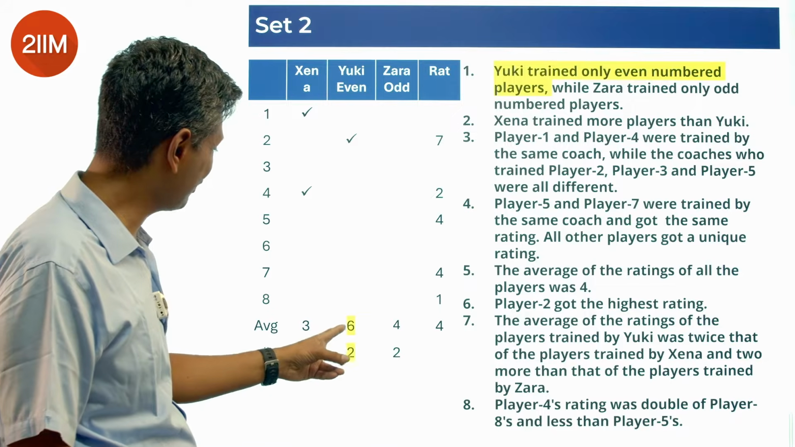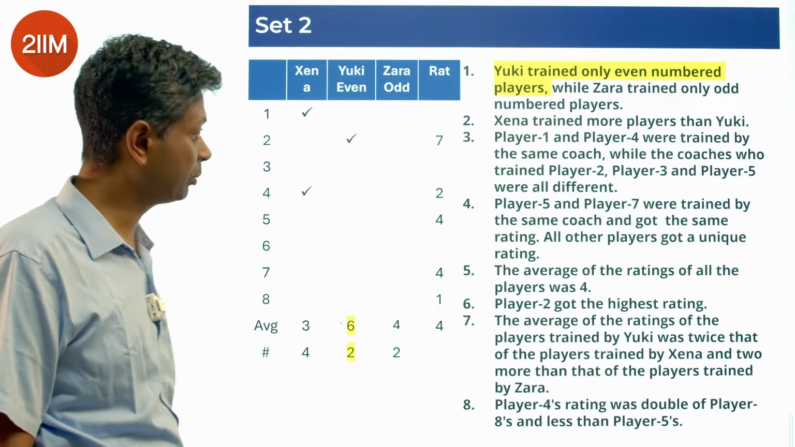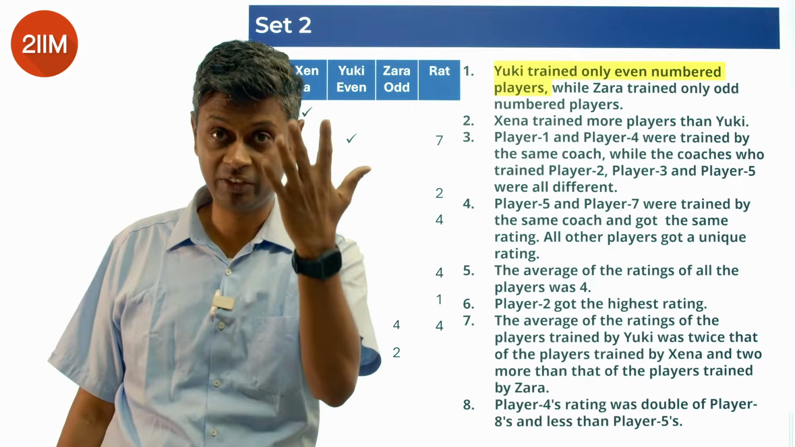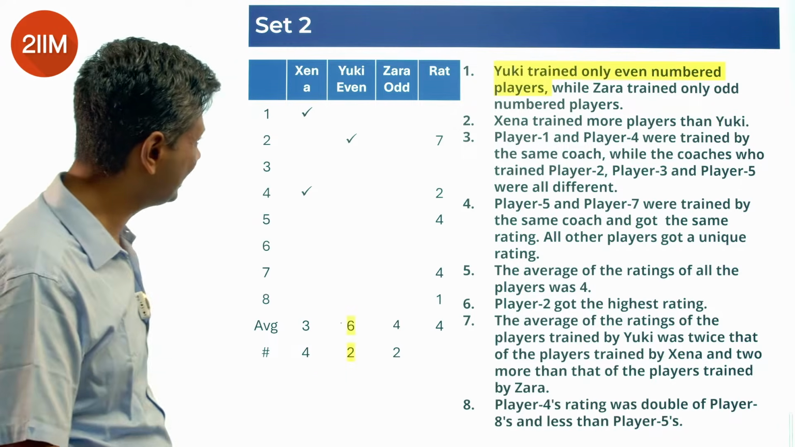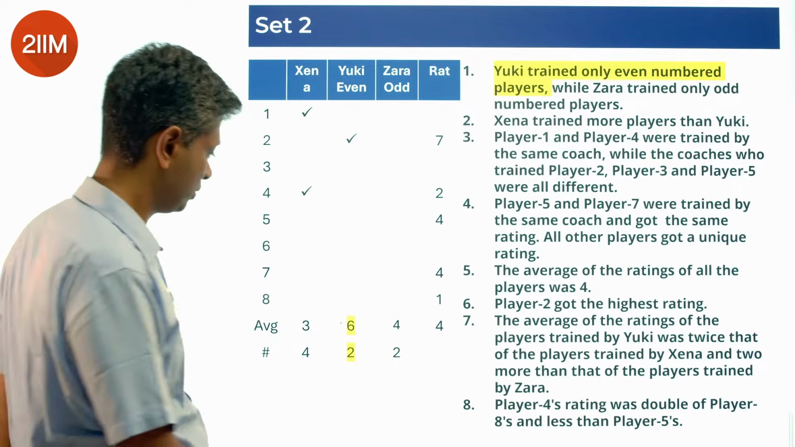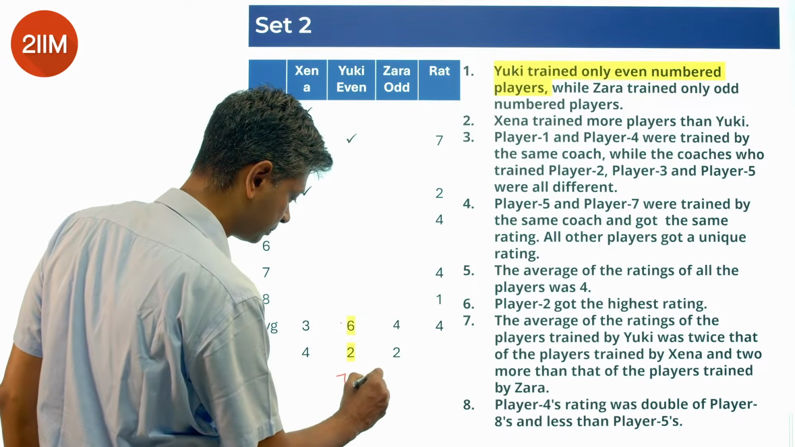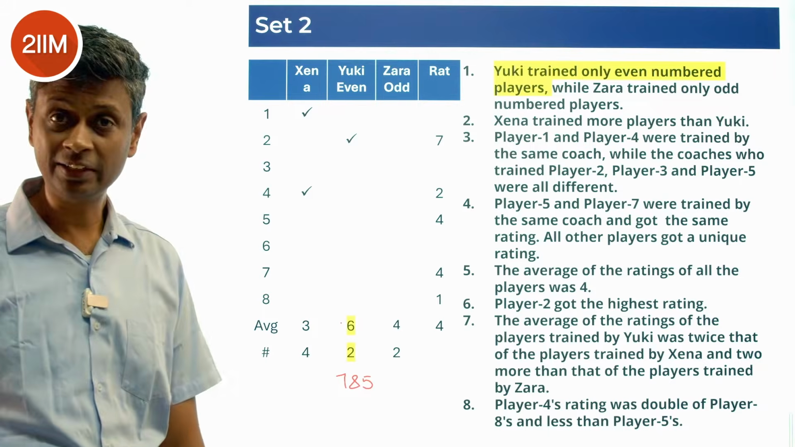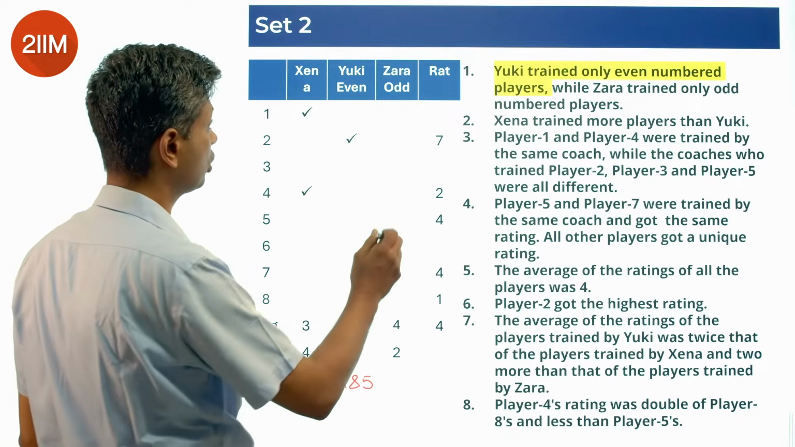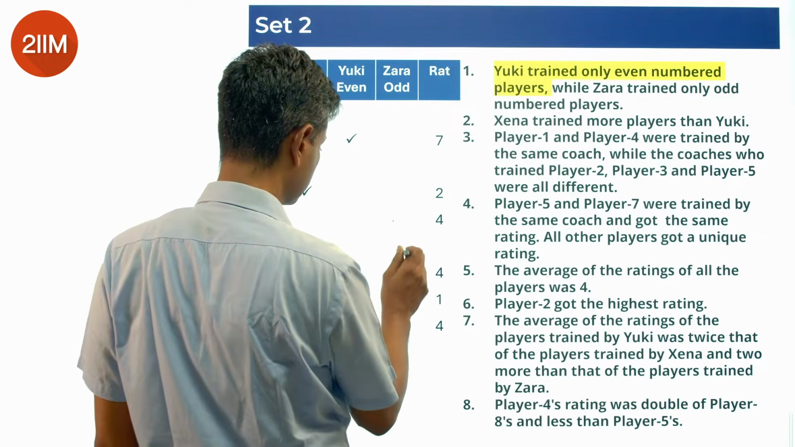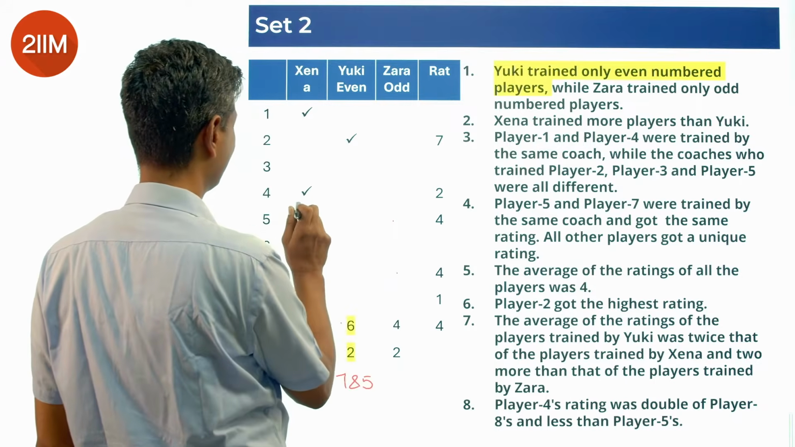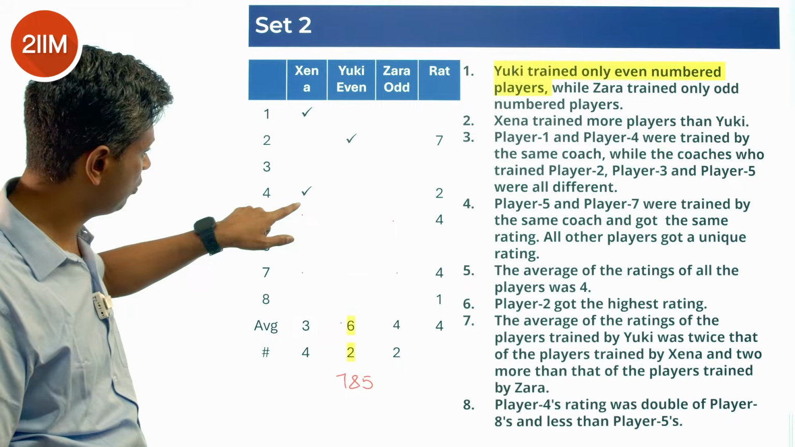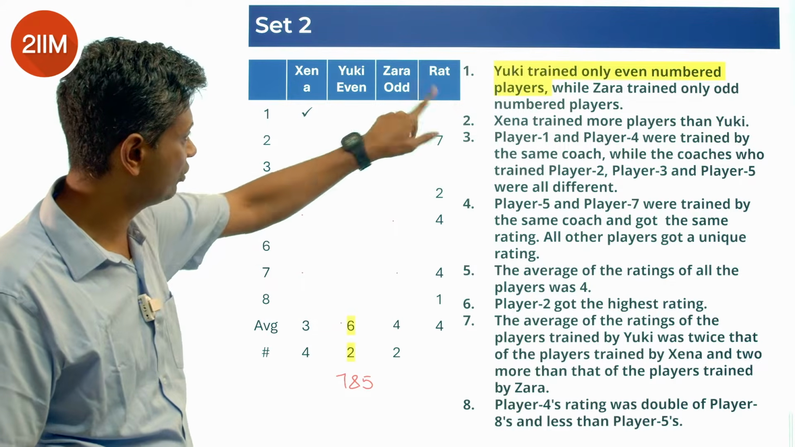Yuki has an average rating of 6 and 2 people. This is 7, so the other player should have got 5. So the ratings for Yuki are 7 and 5. Right, 2 people get a 4 rating. Those 2 could be both Zara or both Zena. If they're both Zena, this will be 4 and 4, and this will be 2 and 6.